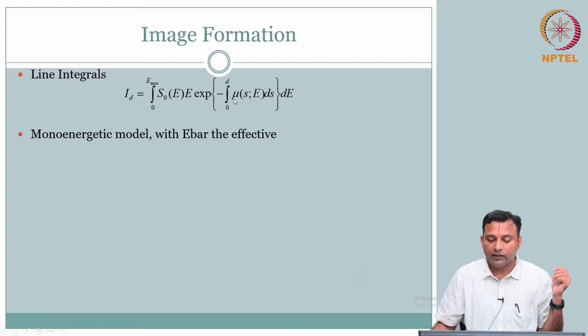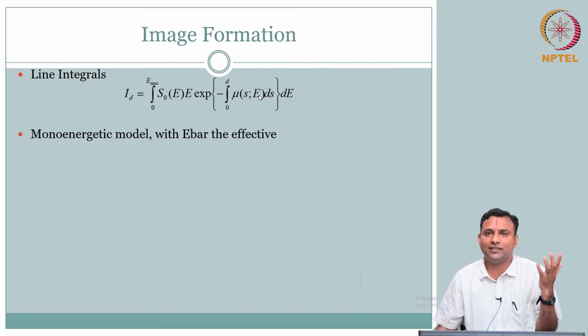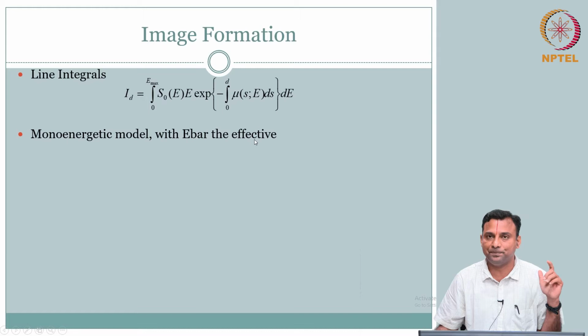That way, this variable is also a function of E, and then it becomes two integrals. Instead of using two variables and two integrals, if I can use only one energy, we introduce the concept of an equivalent, like the center of mass of the spectrum. So we introduce this idea of E bar, the equivalent or effective energy. We can consider this as a monoenergetic model by using E bar instead of every energy.